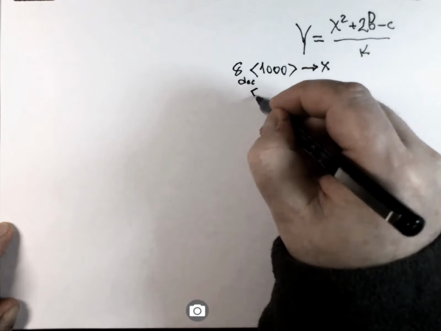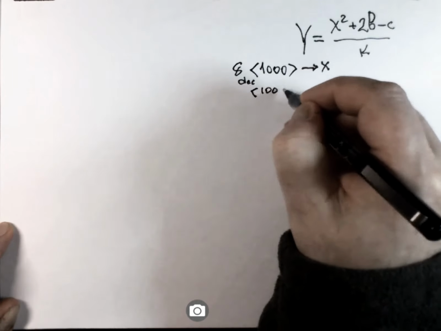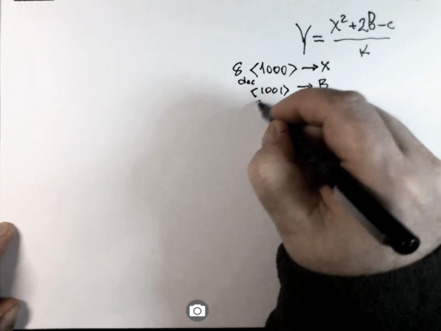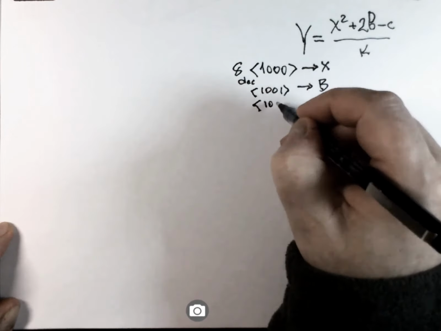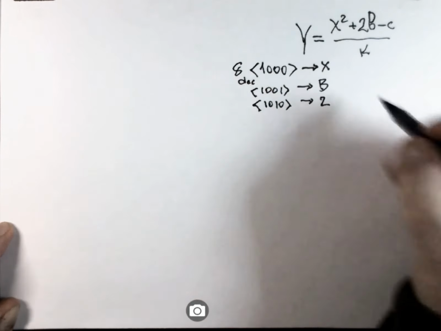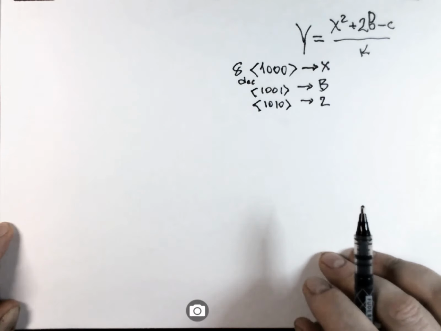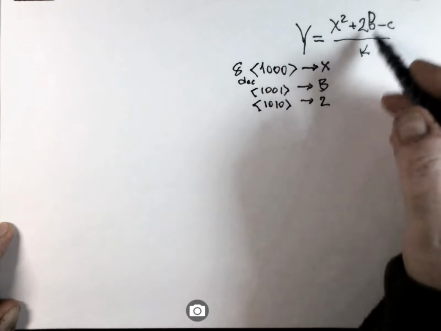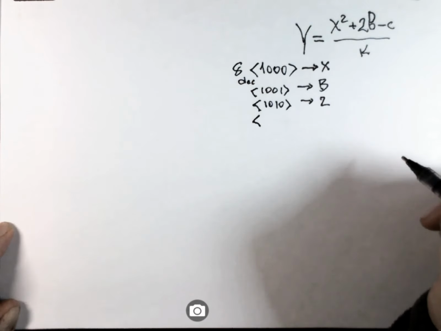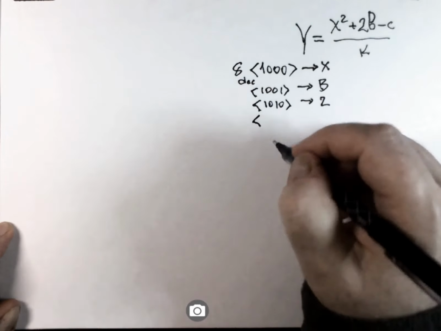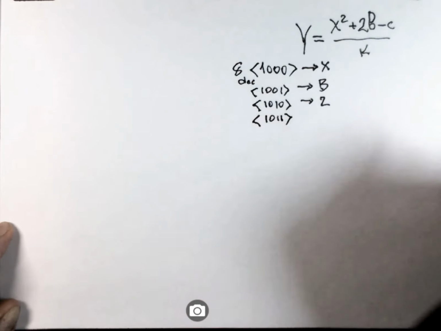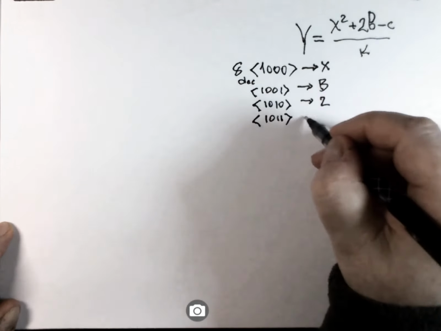Then the next one, 1001, I will reserve for b. I need to have cell 1010 for the constant 2. Number 2 also must be in a cell because we need to make multiplication. Then the next cell, randomly I will take one, let's say 1011. That cell will be reserved for c, okay?